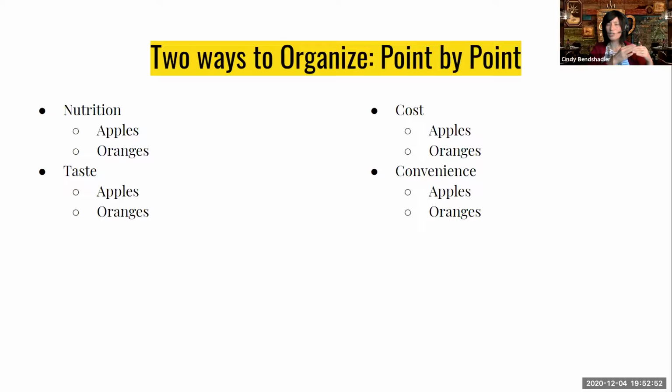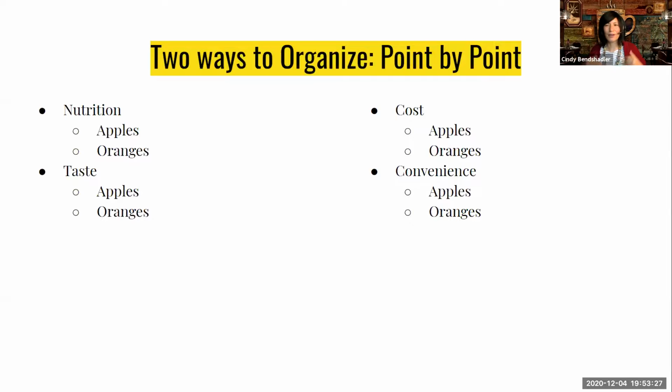Then you move on to taste. Because remember, if you do it one side at a time, by the time you get to oranges, you really have to work hard to keep reminding your reader about what you said about apples, right? But if you do it this way, it's right there. Apple nutrition, orange nutrition, the connection between them. Then taste, the taste of apples, the taste of oranges, right? And then they're connected. Cost, how much do apples cost? How much do oranges cost? They're connected. Convenience, how convenient are apples? How convenient are oranges?